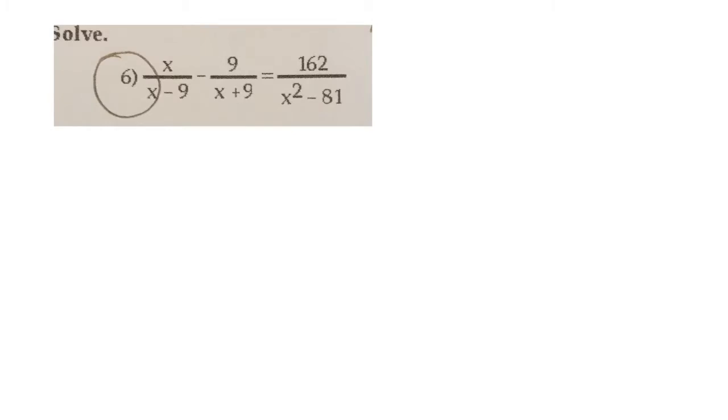All right, here's a question. You need to solve this equation. It's a rational equation, so what I would do is find the lowest common denominator. To do that, you need to factor everything. So this last one, I'm going to factor that to x minus 9, x plus 9.